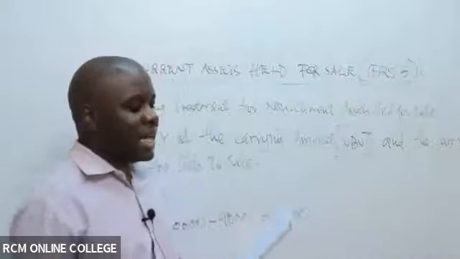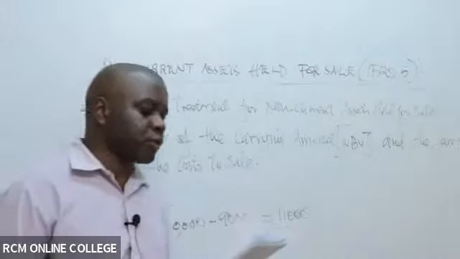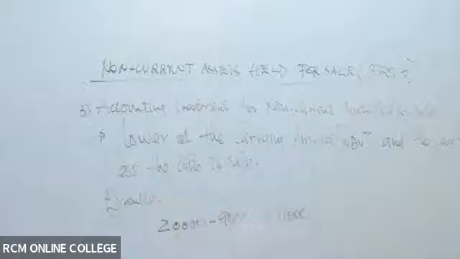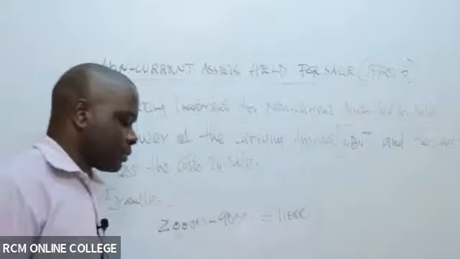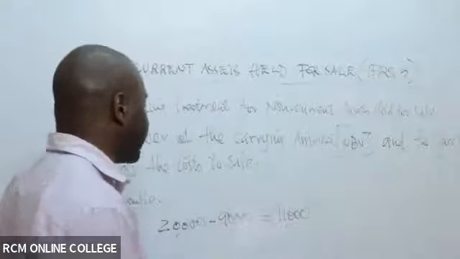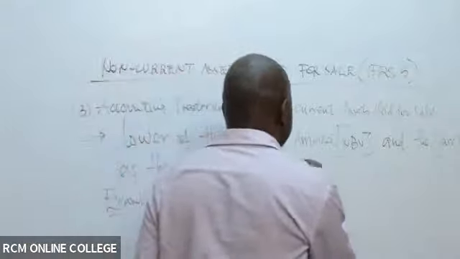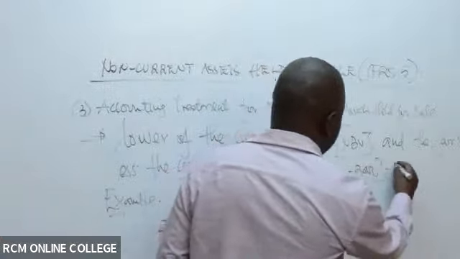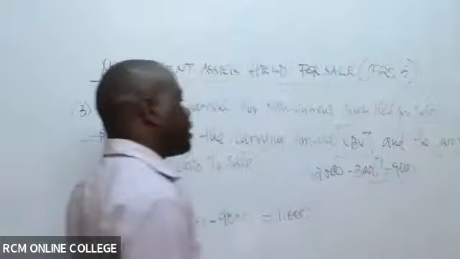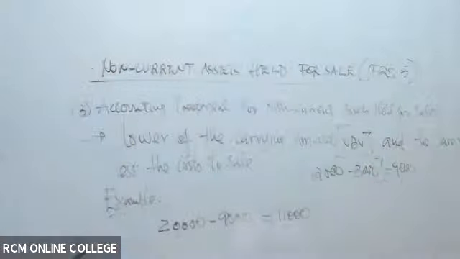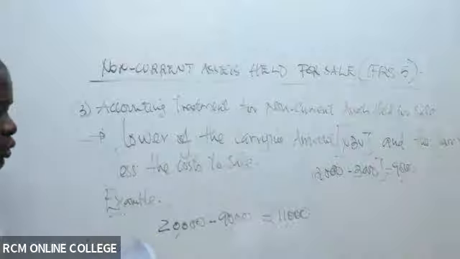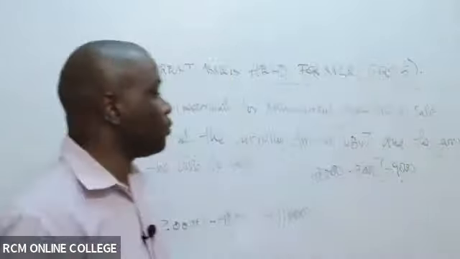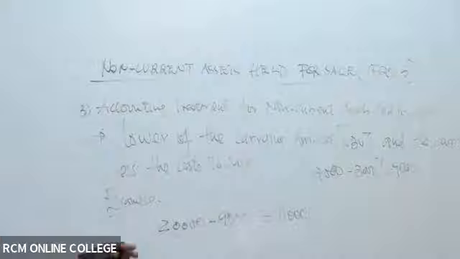comma, then the fair value less the cost to sell will be, in brackets, 12,000 minus 3,000, which is equal to 9,000. Full stop. Then you write the final point there.